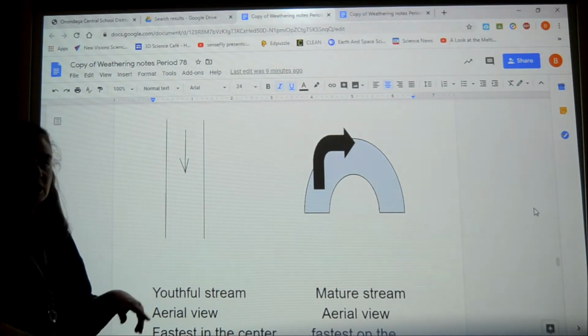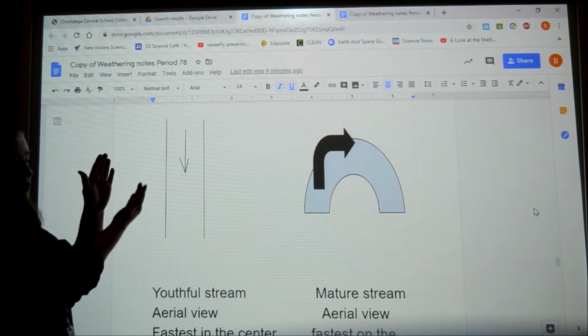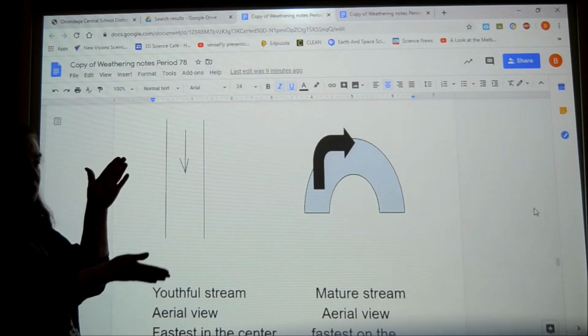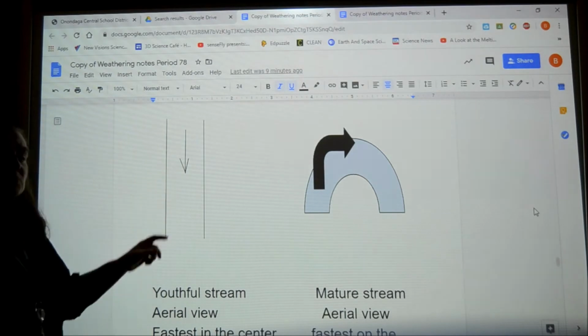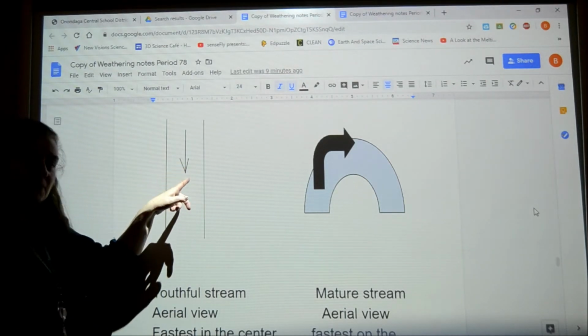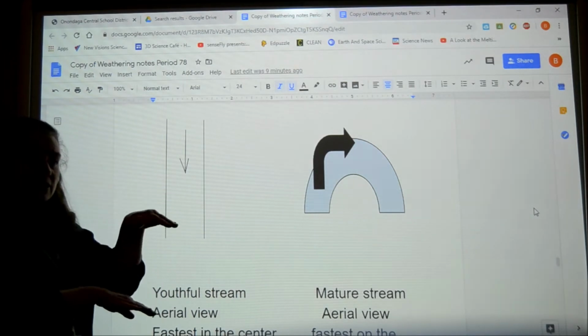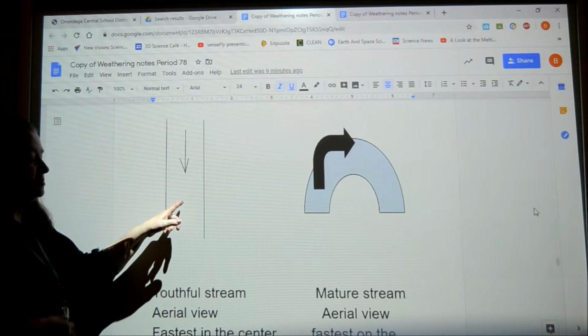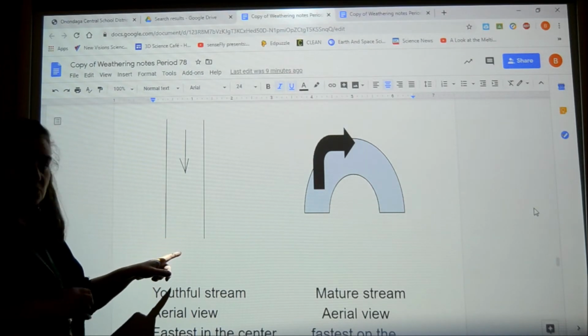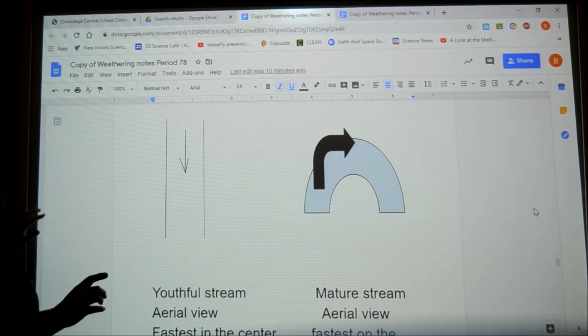If I was looking at it vertically, so I cut the stream so I can see underneath the water, it would be moving fastest just underneath the surface of the water, because at the top of the water, I have fluid friction. Friction between the air and the water itself. So just below the surface, it would be moving the fastest. I'm going to do a couple little drawings for you.